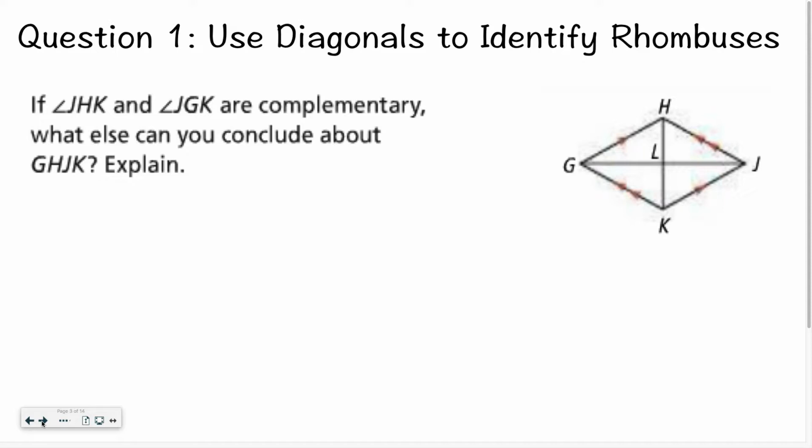Okay, so if we know that angle JHK and angle JGK are complementary, what else can you conclude about GHJK? Explain. See if you can come up with other things that would be congruent and ultimately what shape it is. Good luck.